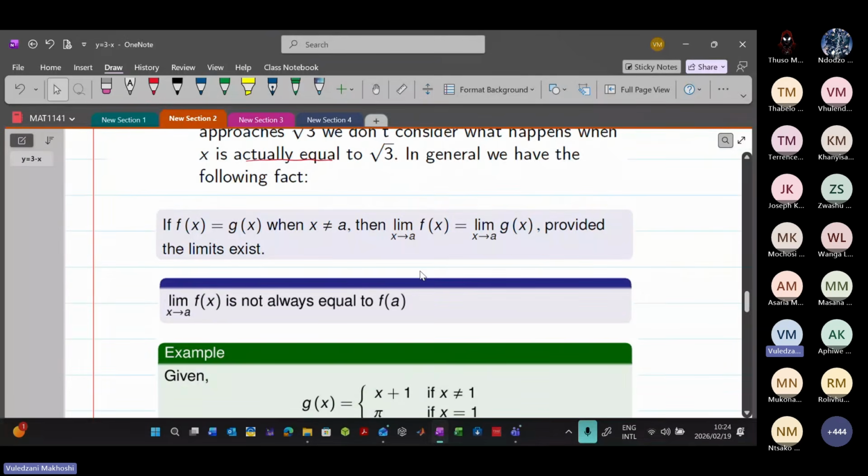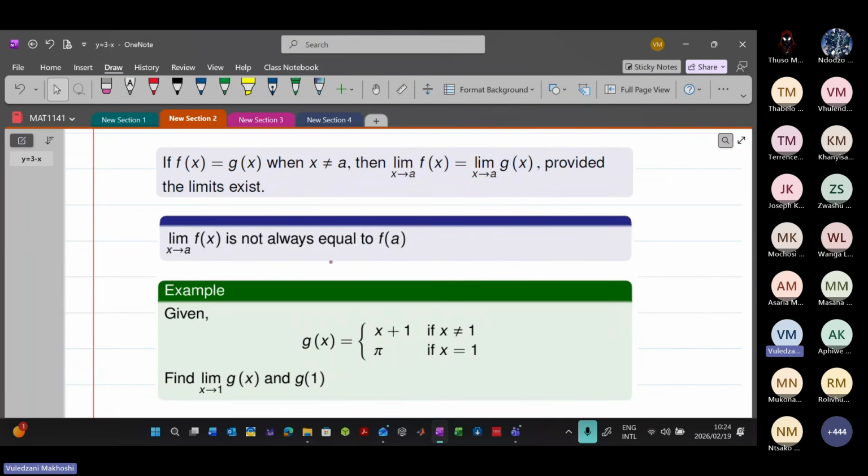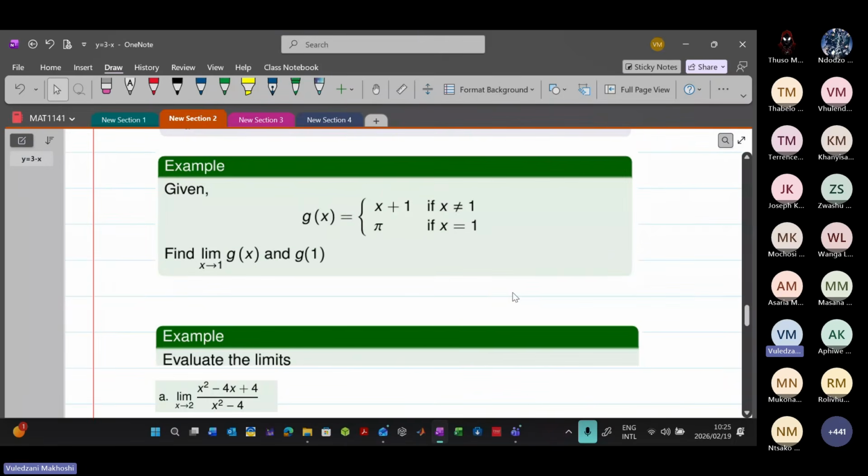Here we are also emphasizing the fact that the limit of f of x when x approaches a is not always equal to f of a. Because sometimes you will think that to evaluate the limit of f of x, you just take a, put it where there is x, and then you get the answer. It is not always true. Let us look at this example.